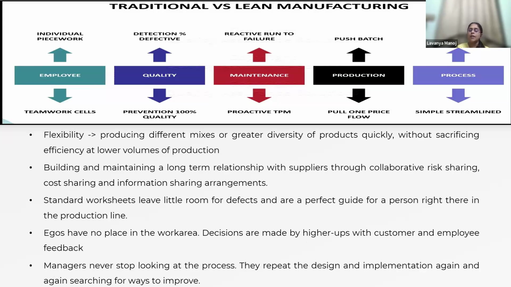Because no one is directing anyone, there is no need for the top management to direct the departmental head. Departmental heads don't have to direct it to the workers' level. So everyone knows their responsibility of how to minimize the waste, and everyone knows how to work on this. So there is no place for egos. Managers never stop looking at the process.